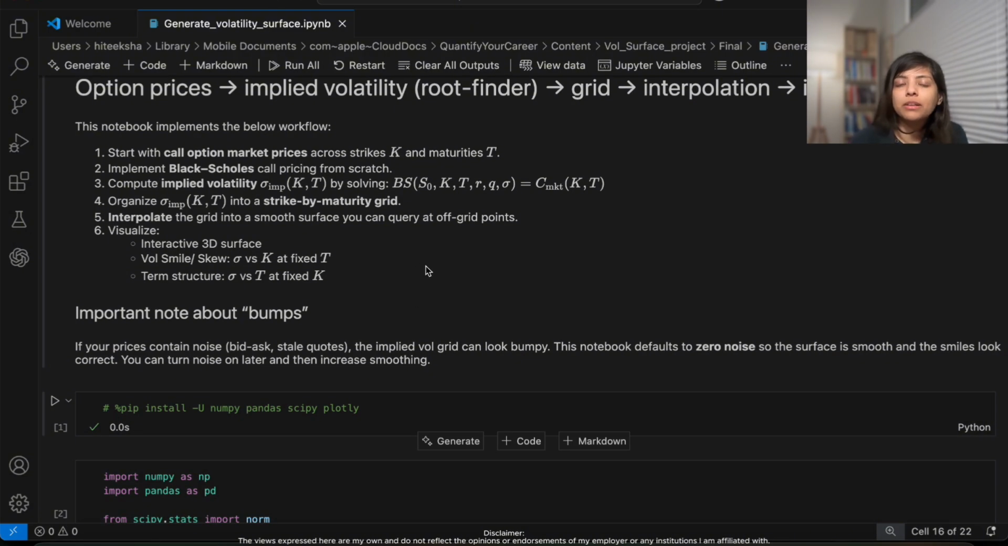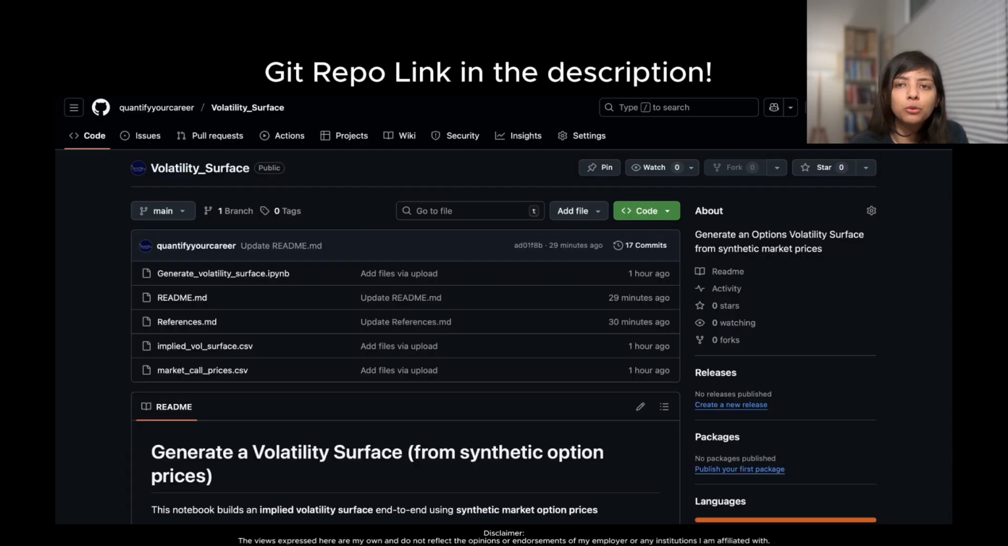Now, this is implemented in Python, but I'll also be giving a brief overview of how we can do this in Excel. Until next time.